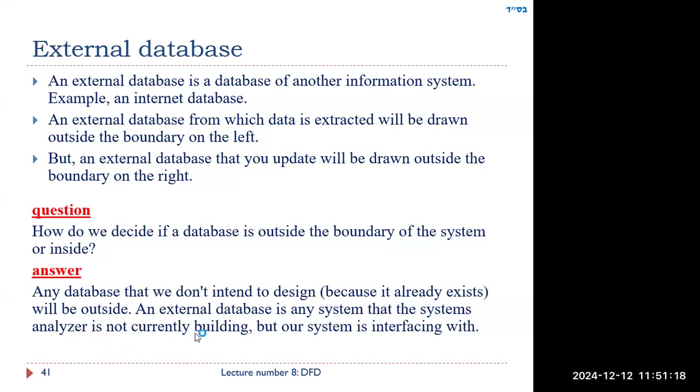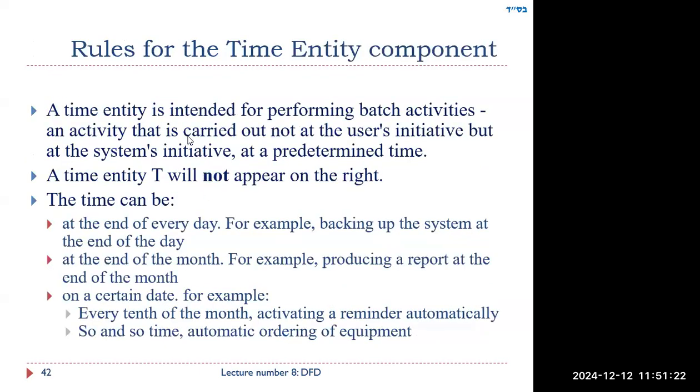An external database is something that I'm not currently building, but our system is using. Time entities. A time entity is intended for performing batch activities. Batch means we do them in a batch at a certain time, like late at night, we do a whole bunch of things. So, an activity is carried out, but not at the user's initiative. As the user, batch just means also that I didn't come and say, because I'm here, do this. It's happening not because of me, just because it's the thing that I do every night.